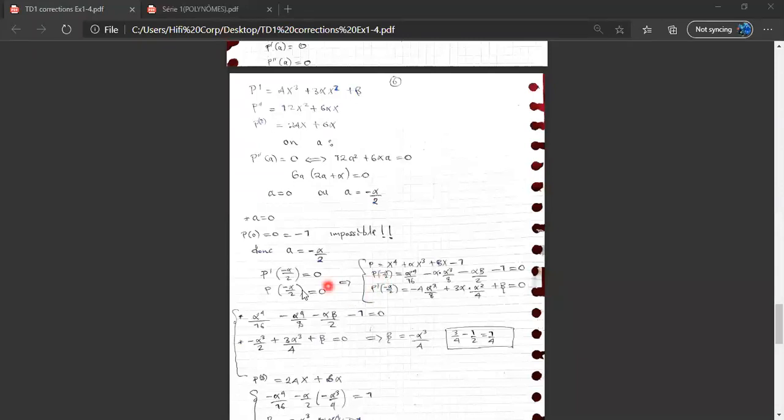So first of all, we're going to solve for P and P prime. For P we're going to use this racine here, and for P prime we use this racine here. And we know that if it's a racine, it's supposed to be equal to 0. So we've got these equations.